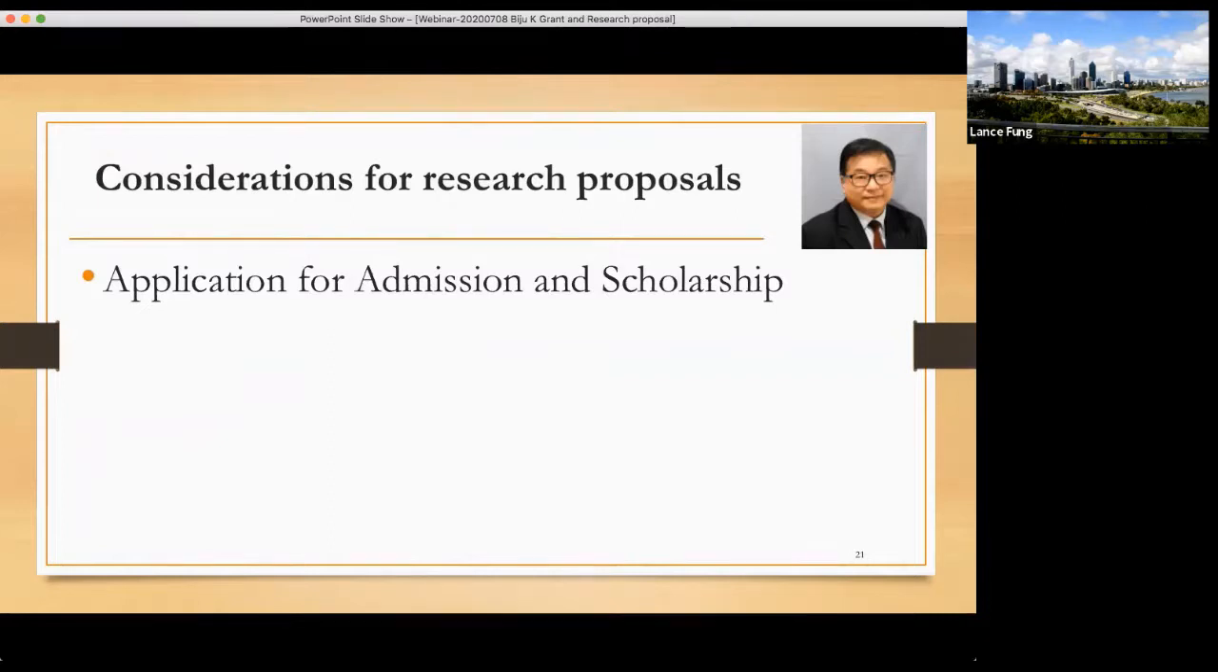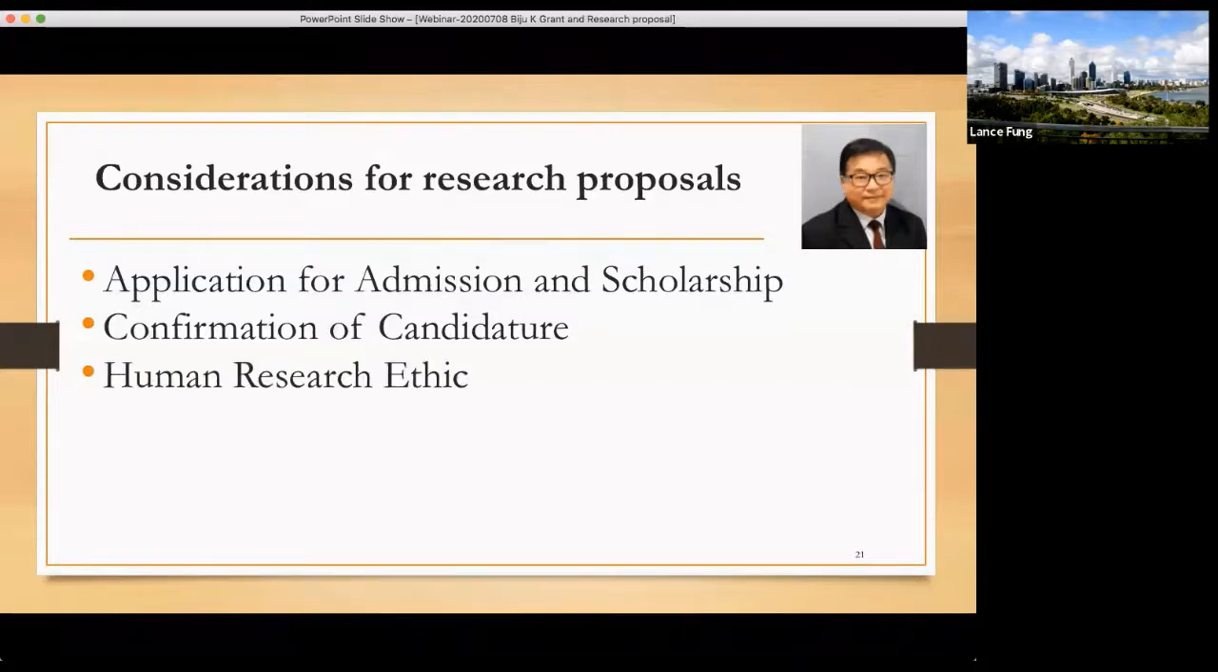Coming back to the research proposal itself, as you have seen, I've tried to differentiate two parts. One is the academic type of research proposal, mainly for academic study, admissions and scholarships. The other is for grants, which relates to money. So I'm assuming the first case, looking for admission and scholarship. Once you have started, after 6 months, you have to do the confirmation of candidature. I also mentioned human research ethics, which is not too often talked about.